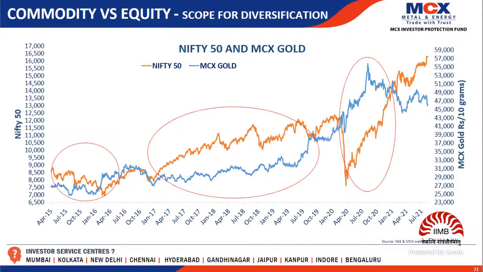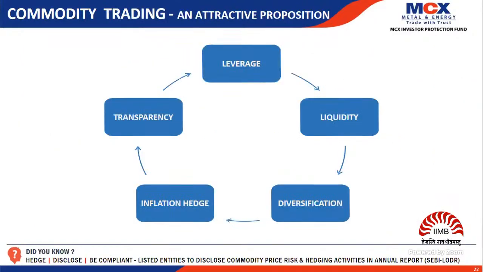Whenever Nifty goes up, there is a fall in gold prices, and similarly, vice versa. So we got to know that there is a negative correlation. When there is a negative correlation, it is one of the best ways to diversify a portfolio, right? So that is an opportunity. If I park some investment or capital in commodities, I can hedge my portfolio also. Okay, so that is again one advantage.